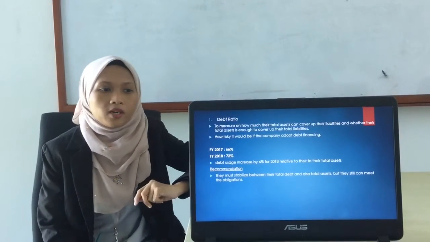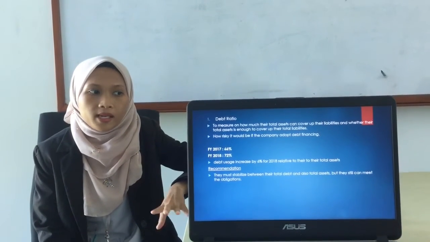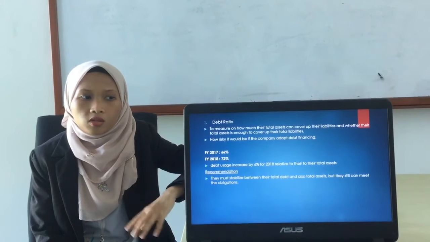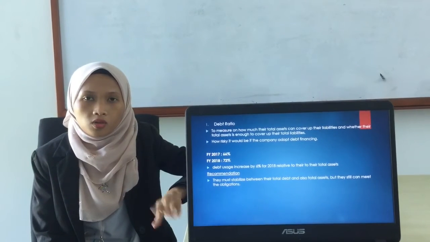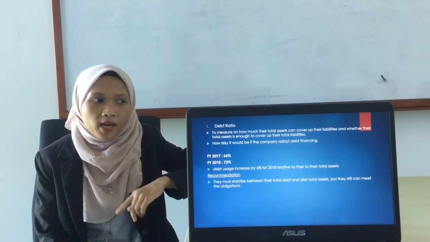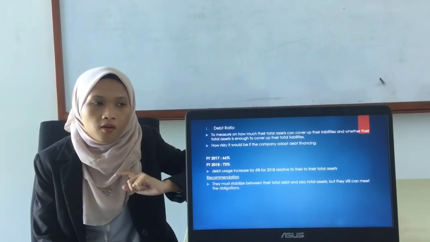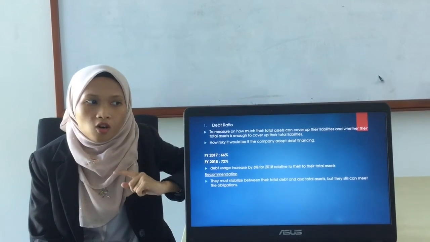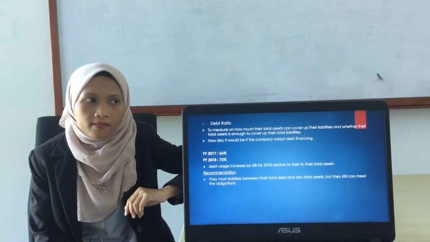Okay, so our recommendation is they must stabilize between their total debt and their total assets. But still, although their debt ratio is quite high for 2018, they can still meet the obligation to pay their debt.